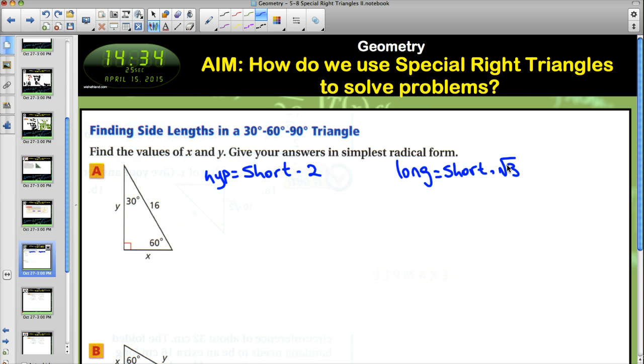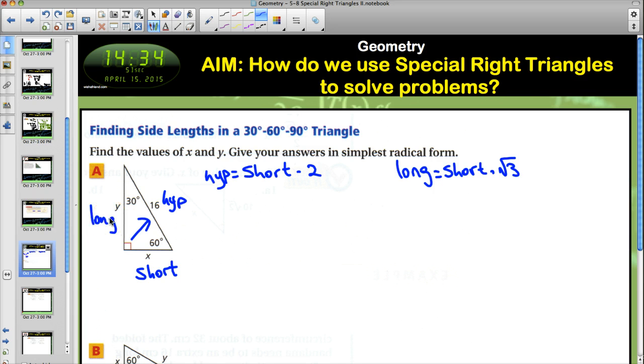We then look at our problem and see which pieces we have. Where do we have numerical information? That's a question you should keep asking yourself. I'll look at my triangle and start populating things. Right across from my 90, that has to be my hypotenuse. Right across from my 30, this has to be the short leg.